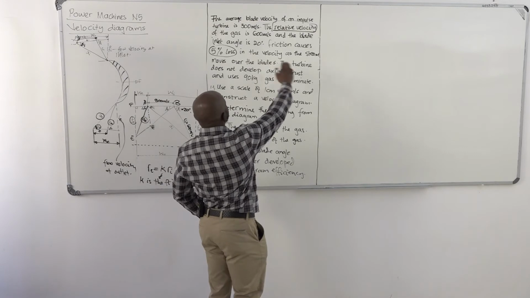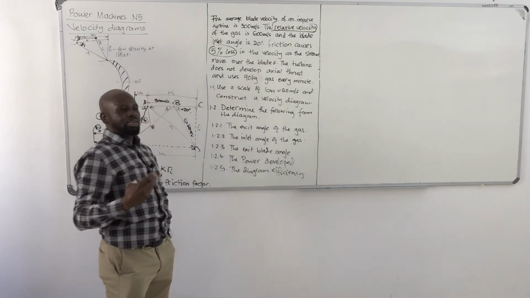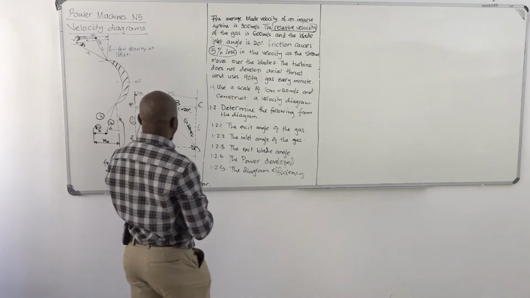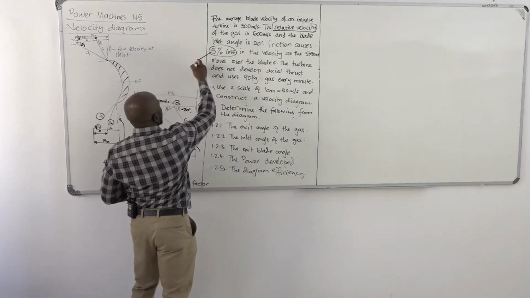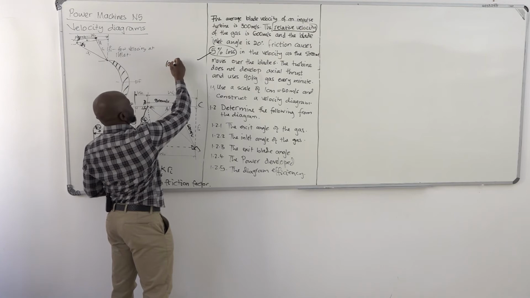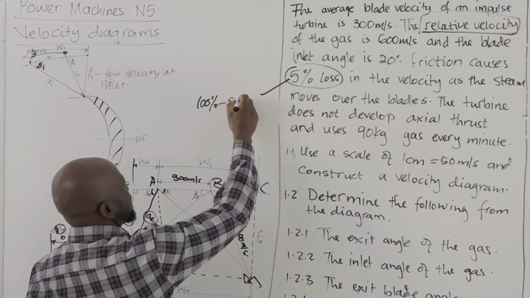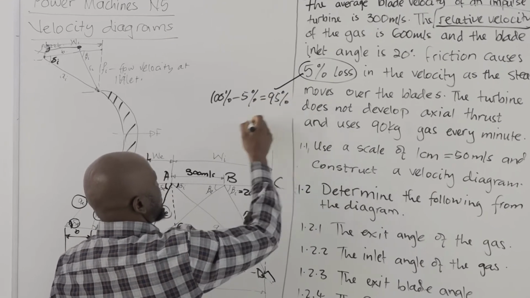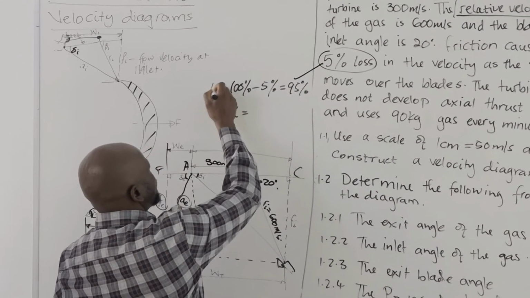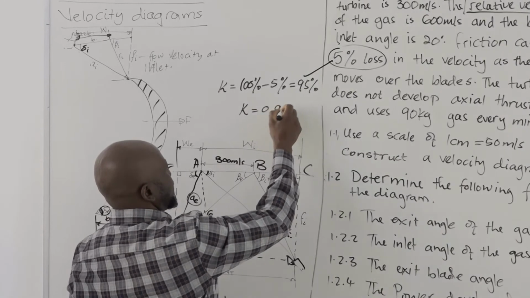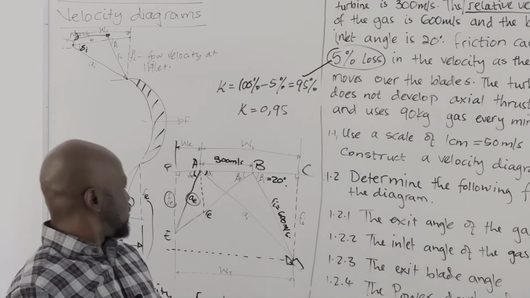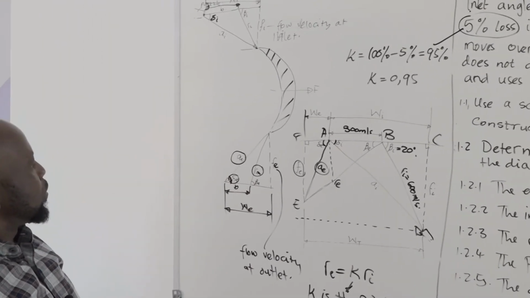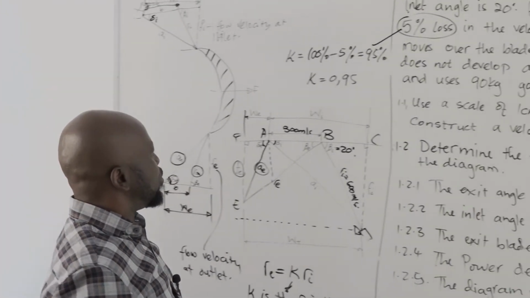Now, they are saying friction causes 5% loss. We are not interested in the losses. We are interested in what actually happened. So our K factor now becomes 100% minus 5%, giving us 95%. So our K is equal to 0.95. That is a 5% loss in the velocity as the steam moves over the blade.